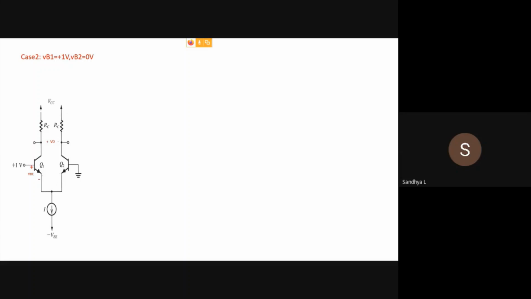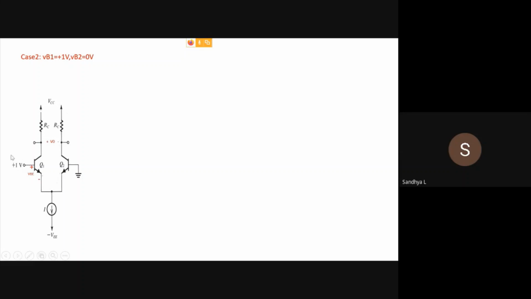But in the case of a differential amplifier, there is a slight change. In a differential amplifier, a particular transistor is said to be on and conducting when the difference between the voltages of the two transistors is sufficiently large. So in this case, the difference between the input voltages of these two transistors is 1 volt. That is, we are taking this minus this, so 1 minus 0, it is 1 volt.